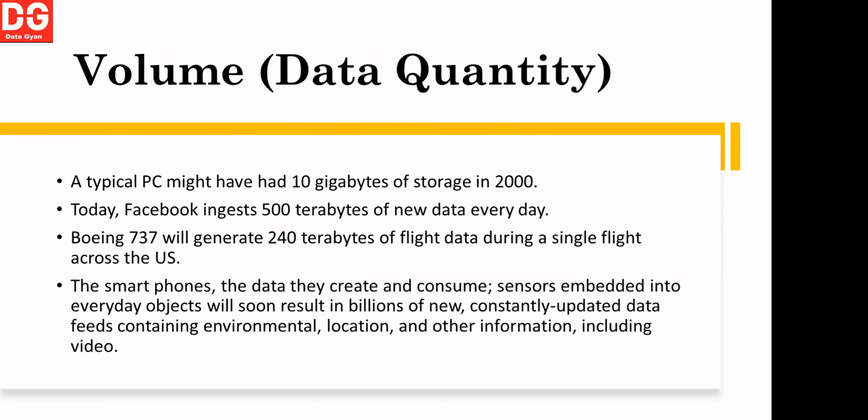Talking about the characteristics, first is volume, that is the data quantity. A typical PC in the 2000s might have 10 gigabytes, that is 10 GB, of storage. Today we see that Facebook ingests 500 terabytes of new data every day. A Boeing 737, an airplane, will generate 240 terabytes of flight data during a single flight across the US. That is a lot of data for just a single flight.